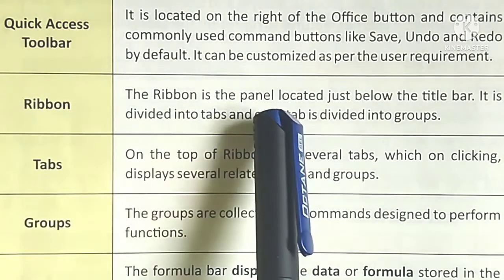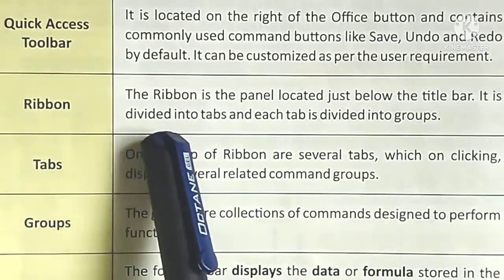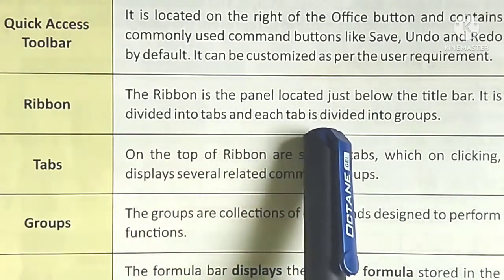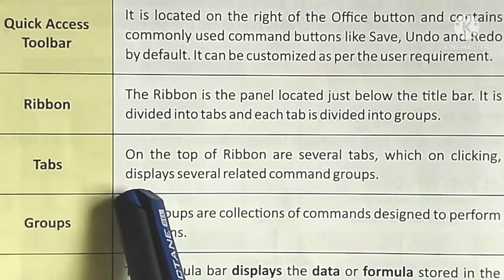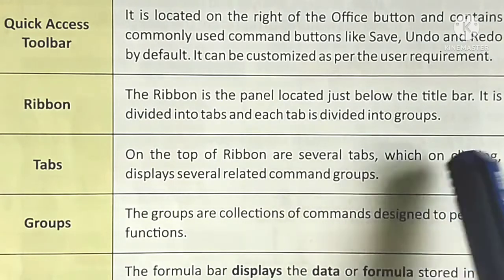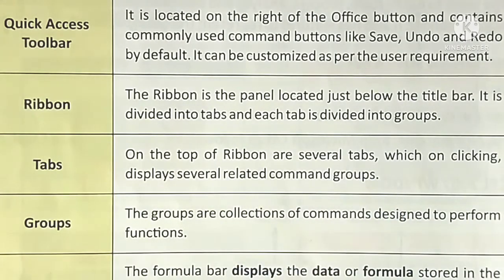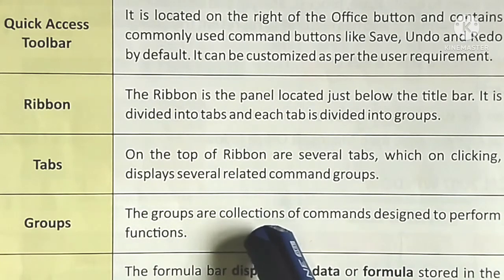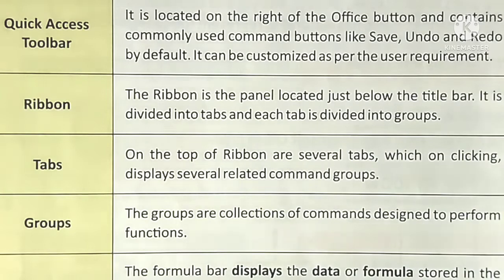Ribbon. The ribbon is the panel located just below the title bar. It is divided into tabs and each tab is divided into groups. Tabs. On the top of the ribbon are several tabs which on clicking display several related command groups. Groups. The groups are collections of commands designed to perform functions.